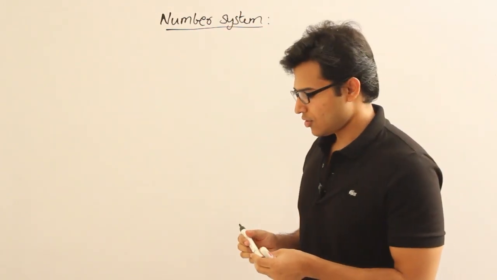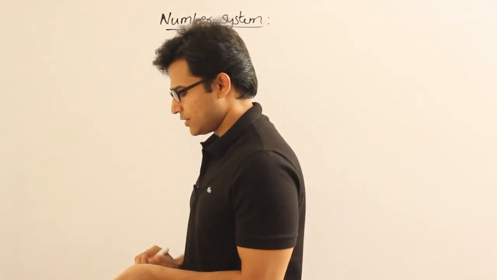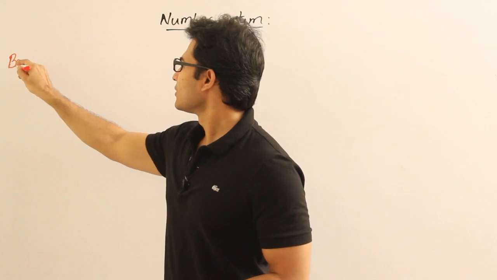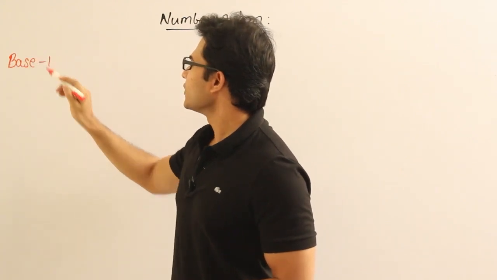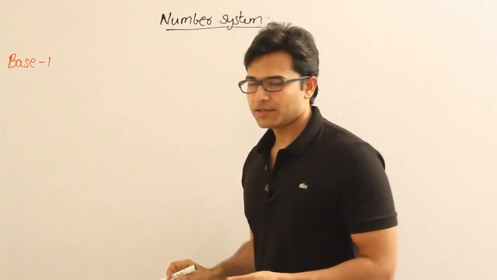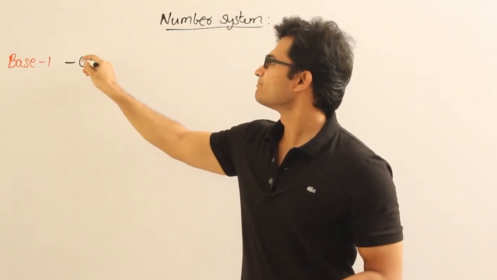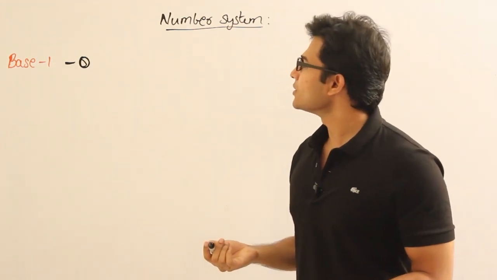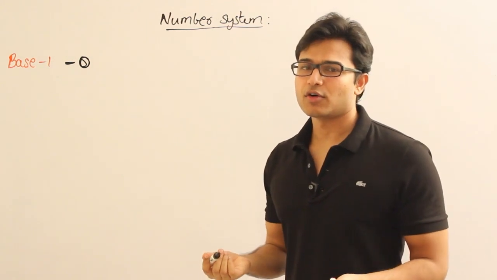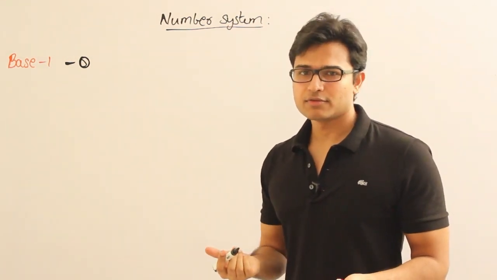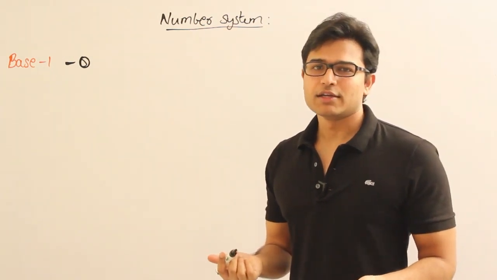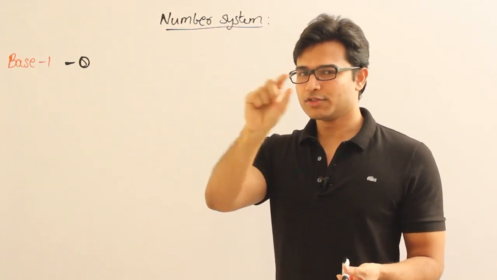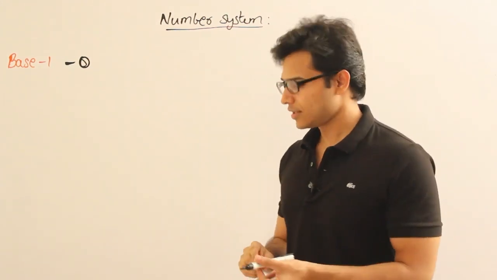So let me write down all of it. First, we started with base 1. In base 1 we have only one symbol. You must be remembering the abacus. If you used it in your school days, it is a base 1 number system, right? That is where they start teaching you how to count. You used to pull the balls or pearls on the strings and then count. That is base 1.